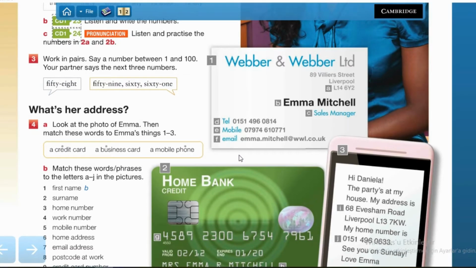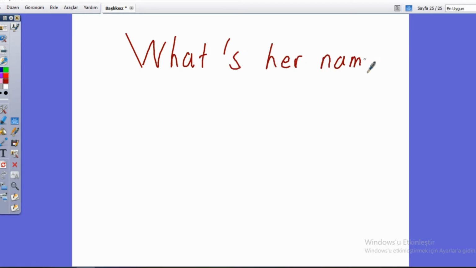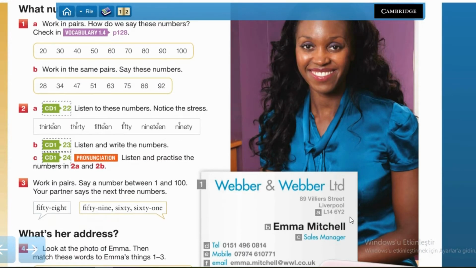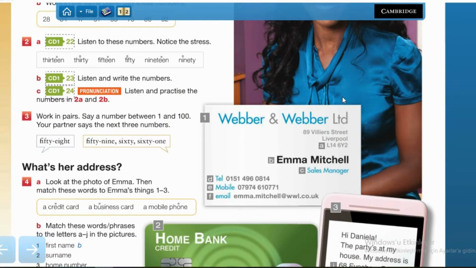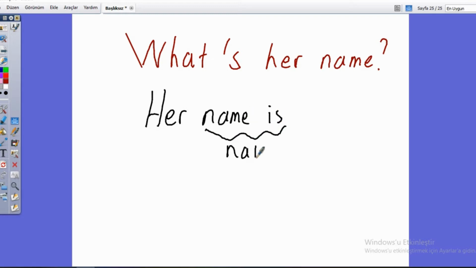What's her address? Let's look at the photo of Emma. So, what's her name? Her name's Emma. Let's write it. What's her name? What's her name? Her name's Emma. Let's write it. Her name is, or her name's, Emma.